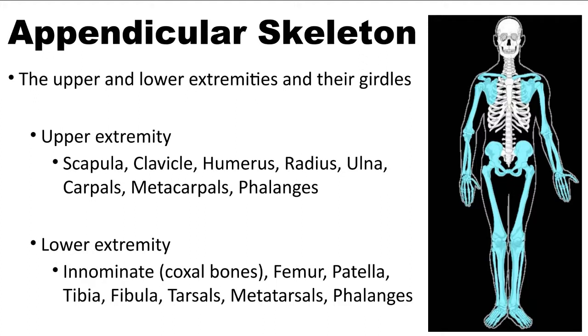The lower extremity, the pelvic girdle, includes the coxal bones, the femur, the tibia, which is medial, the fibula, which is lateral, the tarsals, which are the ankle bones, the metatarsals, which form the sole of your feet, and the toes or phalanges.